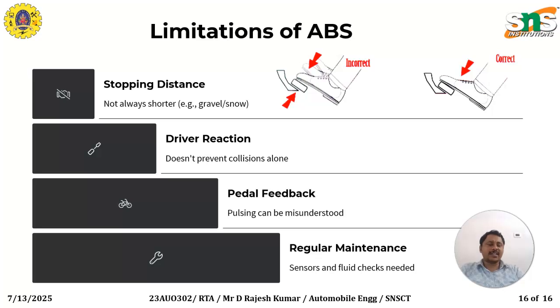And there are some limitations in the ABS. The brake should not be pumped while the vehicle is equipped with ABS. The stopping distance is not always shorter. It can vary because of different surfaces, as I told you, gravel and snow. And the driver's reaction matters, as ABS does not prevent collisions alone, right? And the pedal feedback, the pulsing, can be misunderstood. As I told you, the pedal should not be pulsed, right? And regular check and maintenance is always required and recommended.